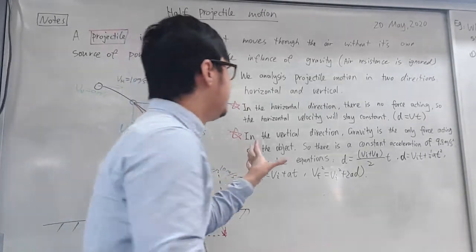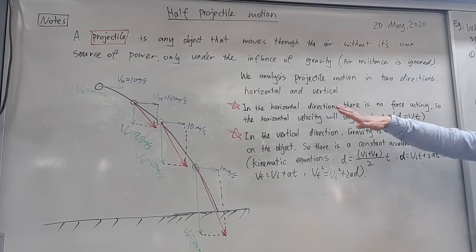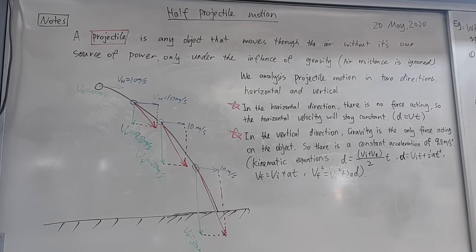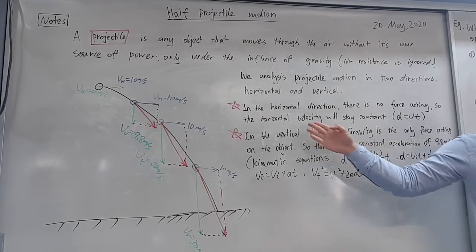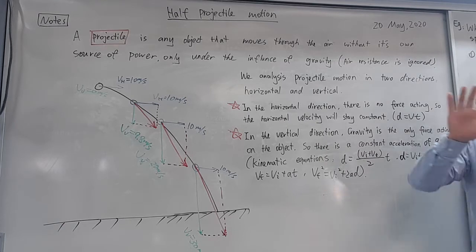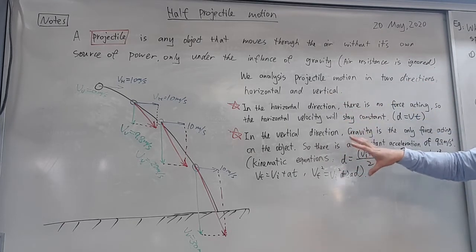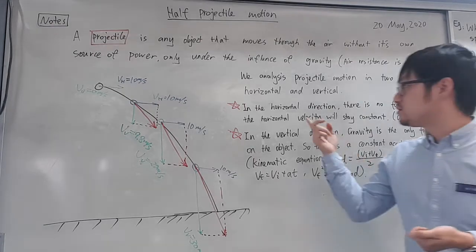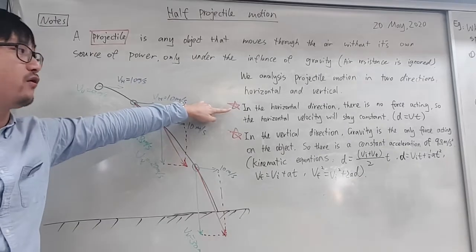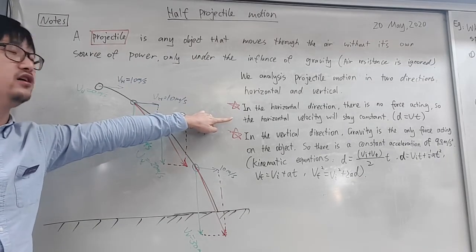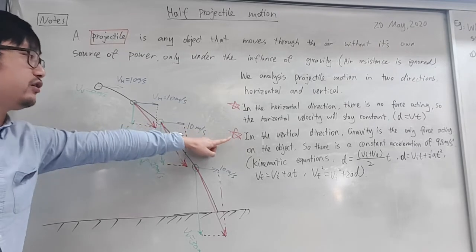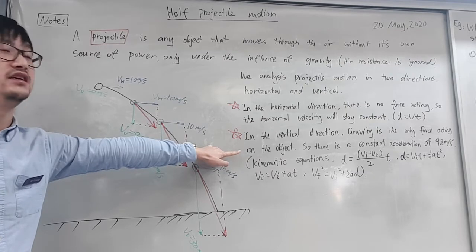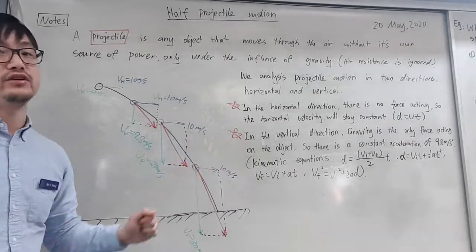That is the reason why we use horizontal and vertical to analyze it. Okay, all right, so now let's have a look over here. These two sentences, I put a star over here because you can either have calculation questions like this, where you use the equation to calculate, or you can have explaining questions. For explaining questions, you just purely use these two sentences. Remember these two sentences, bam, chuck them in the question, then you're going to get a good mark, okay? So in the horizontal direction, you have to say there's no force acting, so the horizontal velocity stays constant. And in the vertical direction, gravity is the only force acting on the object, and there's a constant acceleration of 9.8, okay? And then we use kinematic equations.